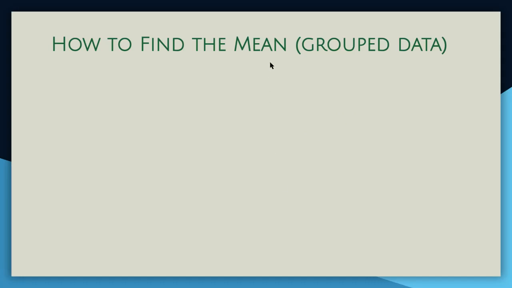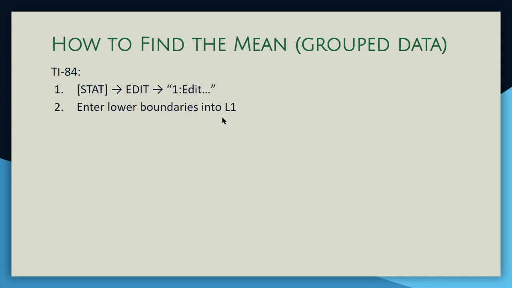most people do this. So if you're using a TI-84 like I'm using, you're going to start in that Stat Edit List menu. And we're going to create 4 lists. So we're going to start with the lower boundaries of each class in L1 and the upper boundaries of each class in L2.